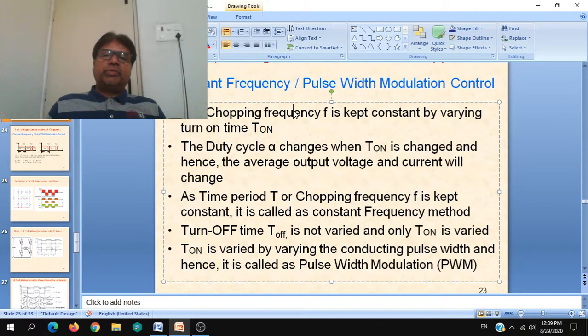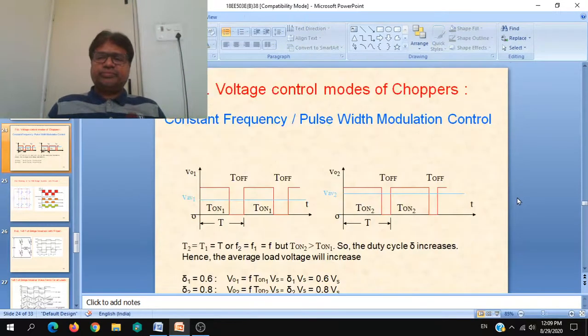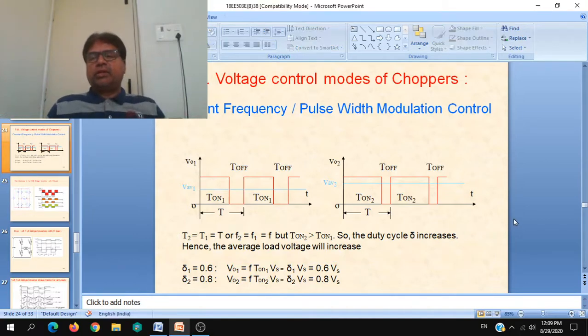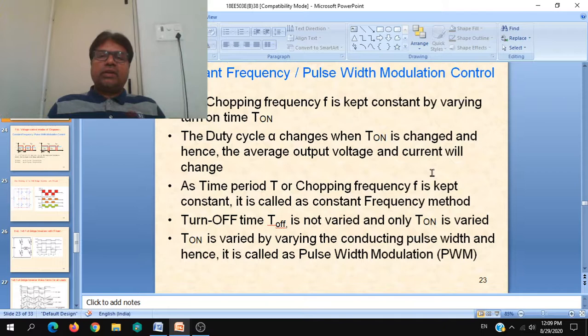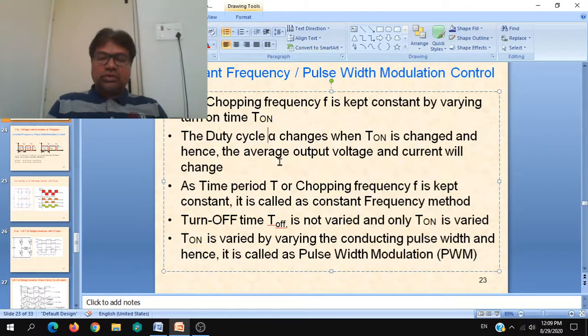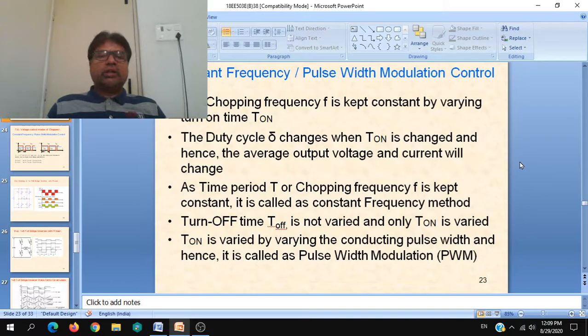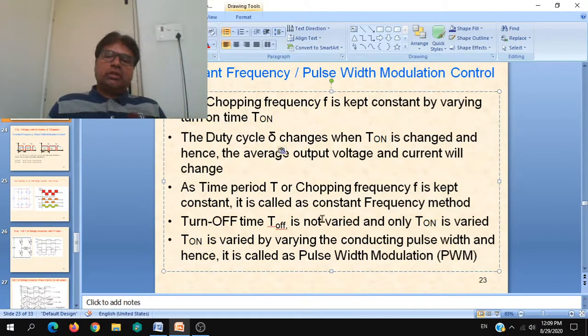That is, the chopping frequency F is kept constant by varying the turn on time T on, duty cycle alpha or delta. Some may also call it alpha, but the term alpha is used most of the times specifically for firing angle. That is why I mention the duty cycle as delta. Duty cycle delta changes when T on is changed, and hence the average output voltage and current will change.